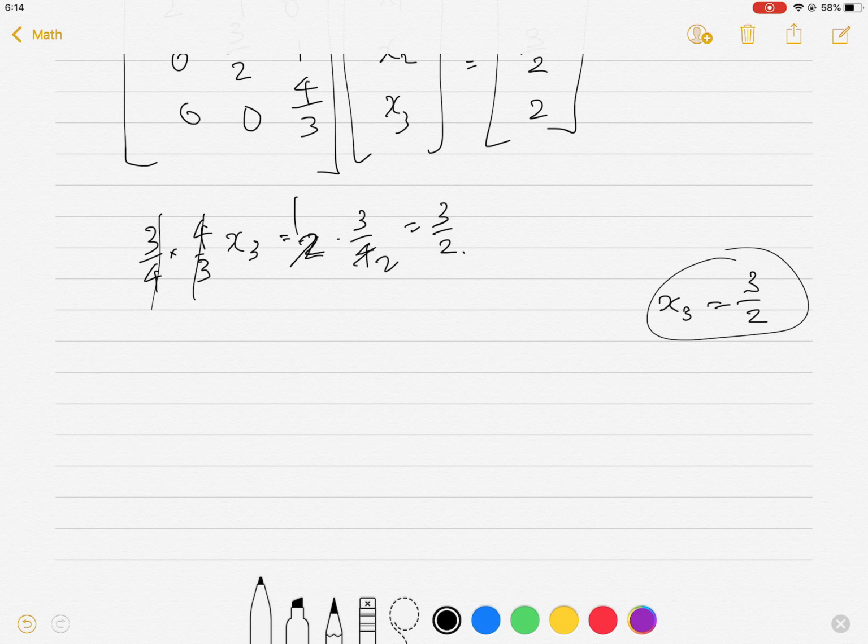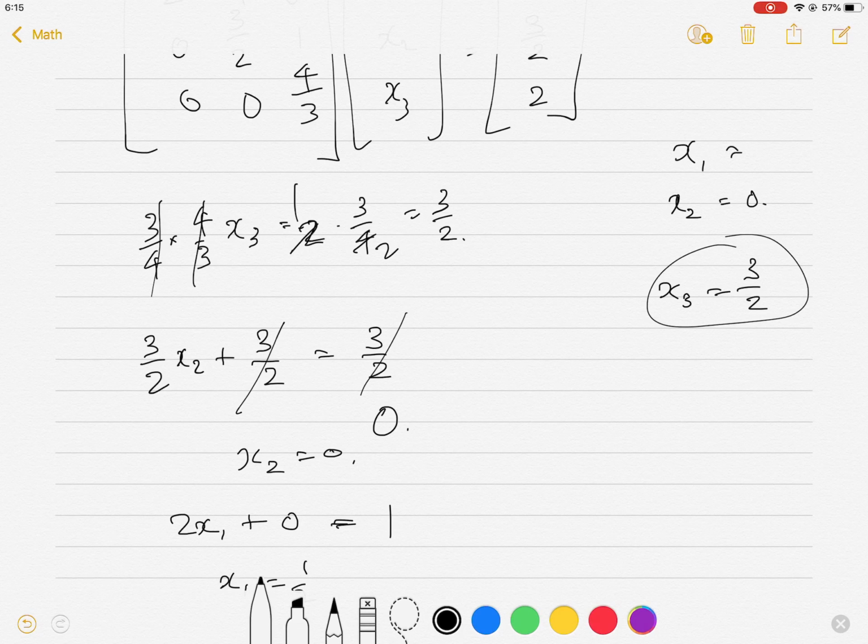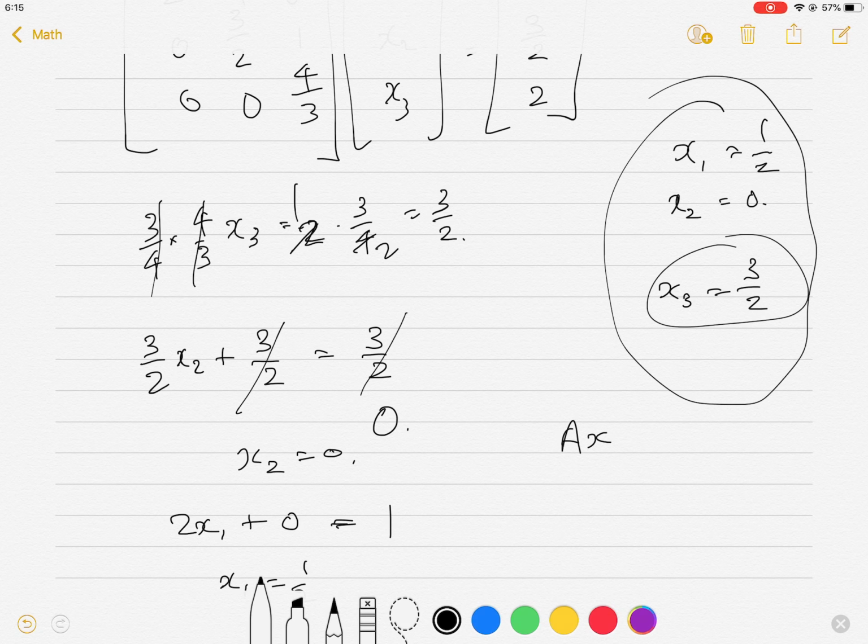What is x1? 2 times x1 plus 0, because x2 was 0. 0 times 1 is 0. Equals 1. So x1 would be 1/2. And this is the solution that we got from using LU factorization to solve for x.